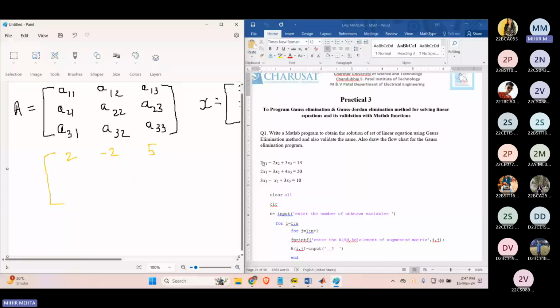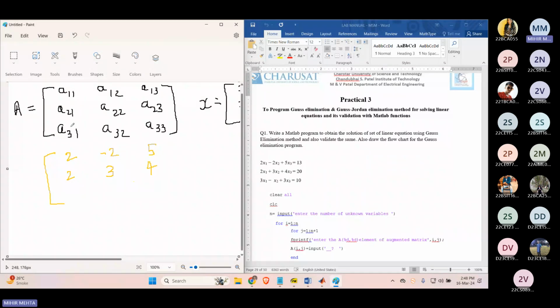In the next row I have 2x1, so my A21, the value would be again 2. The next is A22. Here with x2 I have the coefficient as 3, so the value would be 3. And A23, that is 4 of x3, so here the value is 4.